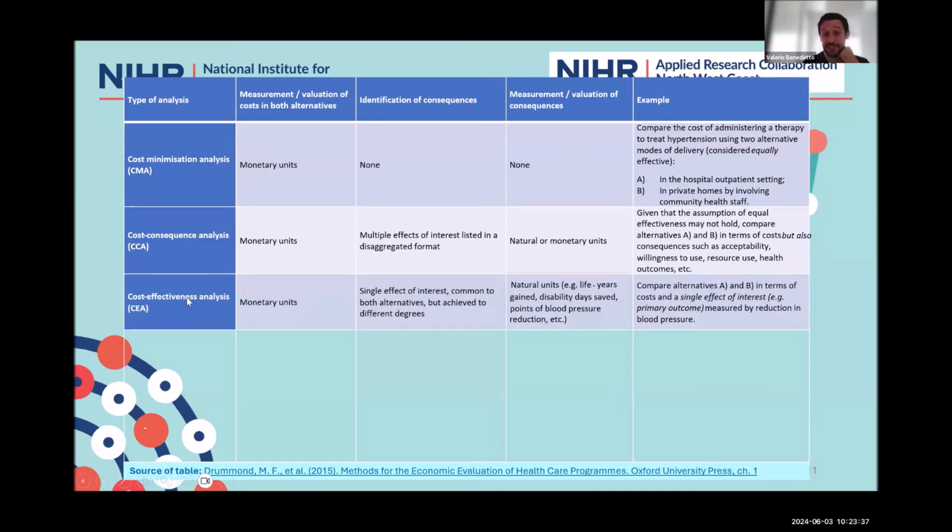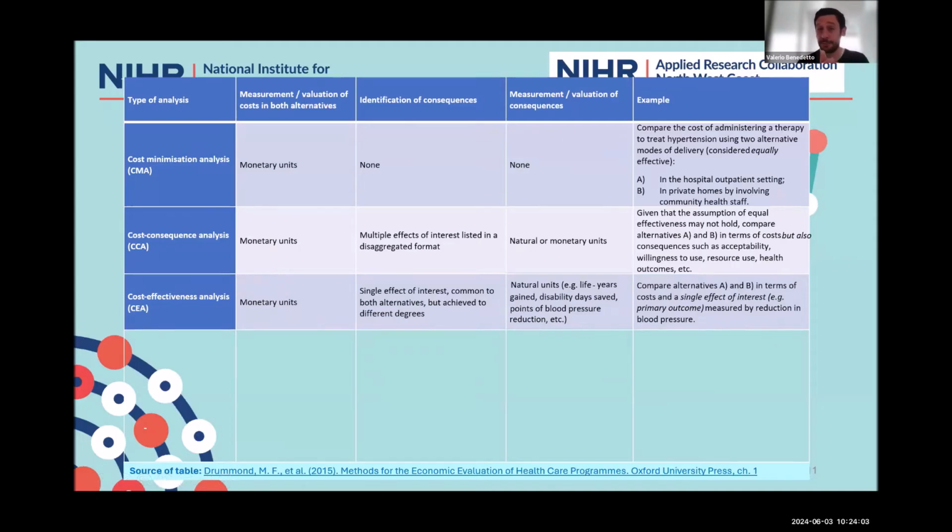Instead, cost effectiveness analysis is a very, very common type of economic evaluation. Again, we are considering cost and outcomes, but in terms of the outcomes, we are considering a single effect of interest, which is common to both alternatives. Let's have a look at the example. We are comparing alternatives A and B in terms of cost and a single effect of interest, which is measured by a reduction in blood pressure.